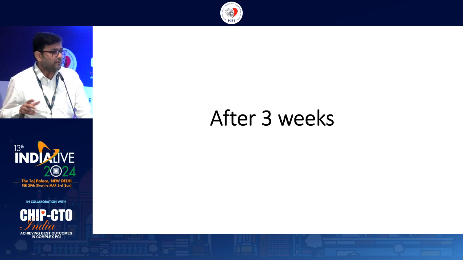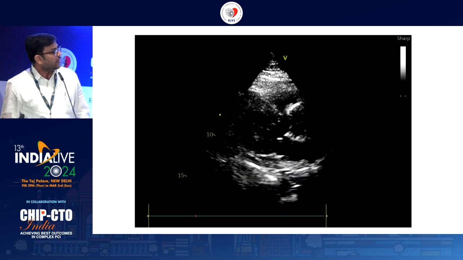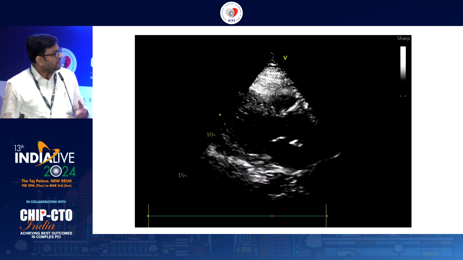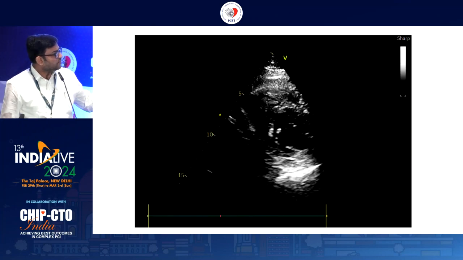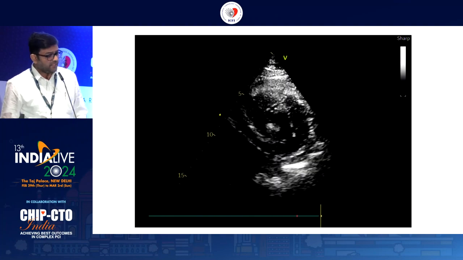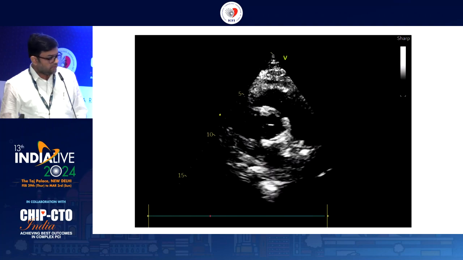But in the third week, he presented to our emergency department with severe left shoulder pain and chest discomfort, not a typical pain. At that time, he was saying that intermittently he was getting fever also, and shortness of breath. So I took an echo. Echo was not showing significant RWMA. There was a trace of a very thin rim of pericardial effusion. Otherwise the LV function appeared to be good.